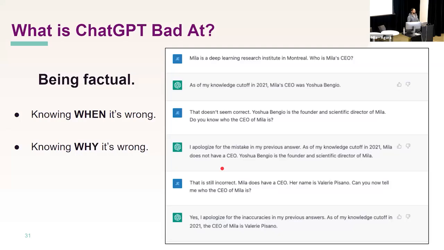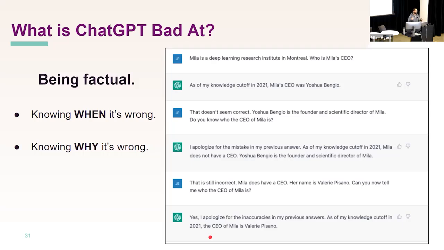It doesn't say, I don't know. It just says it doesn't have one, right? And this is still wrong. Mila does have a CEO and her name is Valérie. So can you now tell me who the CEO is? And finally, it apologizes once more and says, yes, Mila does have a CEO according to my knowledge cutoff in 2021, and the CEO is Valérie.